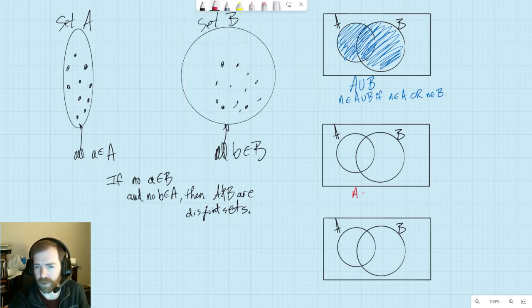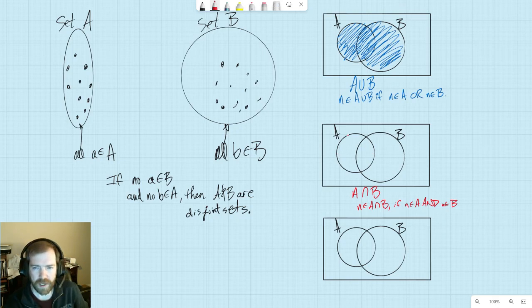Okay, and then we want to know what A intersect B is. So N is going to be in A intersect B if N is in A and N is in B. So in this particular case, it has to be in both A and B at the same time. And so we're talking about the overlap of these two areas, which is going to be all this stuff.